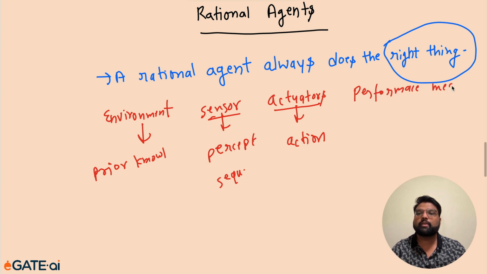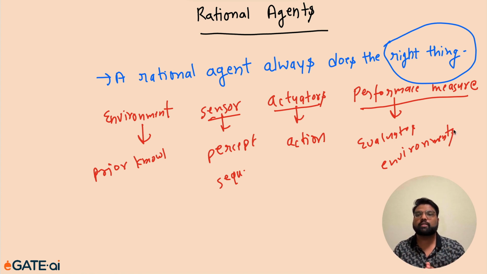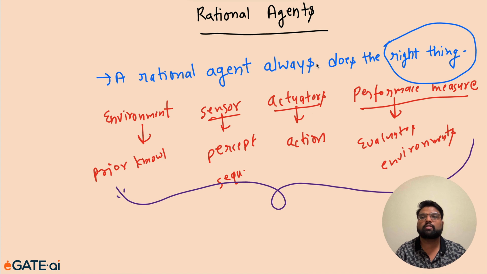Okay, so what is this performance measure? The performance measure can be anything. For a vacuum cleaner world, the performance measure could be the amount of dust it can suck in one hour. Or for, say, a self-driving car, the performance measure could be how fast the car can reach from source to destination, or how safe it is to reach from source to destination, or how little fuel it will consume in order to reach from source A to destination B. Okay, so this performance measure evaluates the environment. What was the environment in the beginning, and after, say, a few percept sequences, what is the state of the environment? Okay, so these four factors are very important when we talk about rational agents.